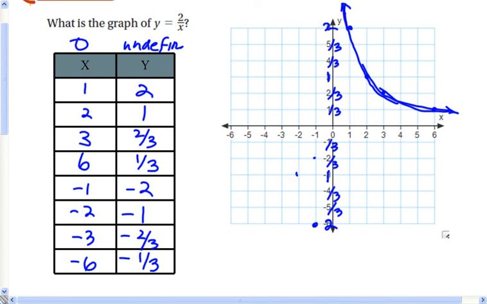Okay, now these negative values, and -1, -2, that'd be way down here. -2, -1, -3, -2 thirds, -6, -1 third. We get a reflection of this across the equation y equals -x. So that's what that graph looks like. All right, I'll let you try that.